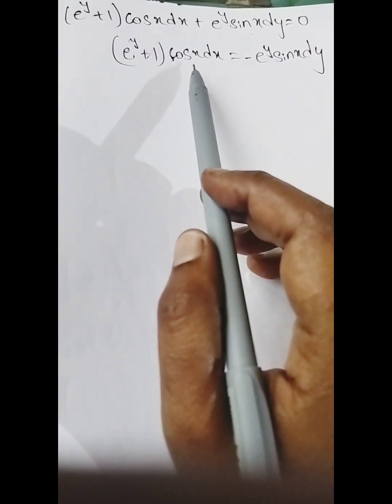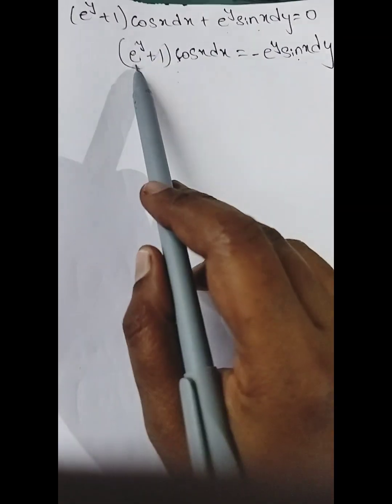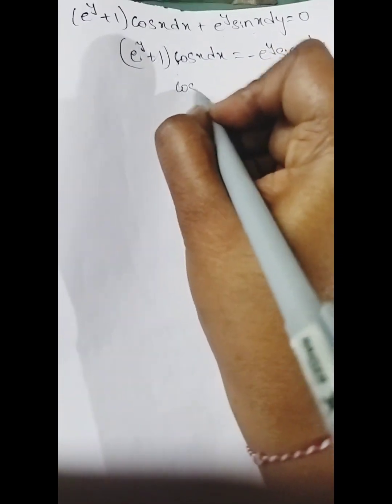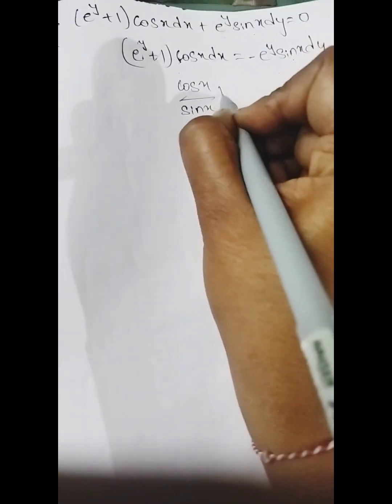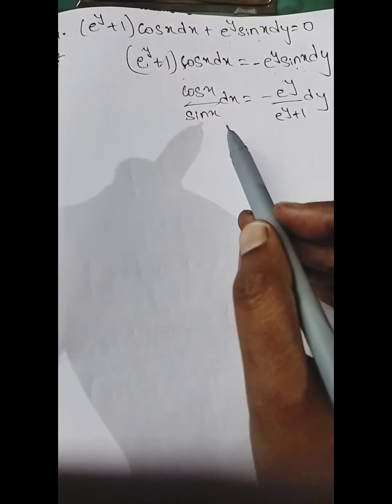Now, our next step is bringing this x term to the left hand side. That means sin x you have to bring here and e power y plus 1 you have to send to the right hand side. So what do we get? Cos x by sin x dx equal to minus e power y by e power y plus 1 dy. So our step 1 is finished.